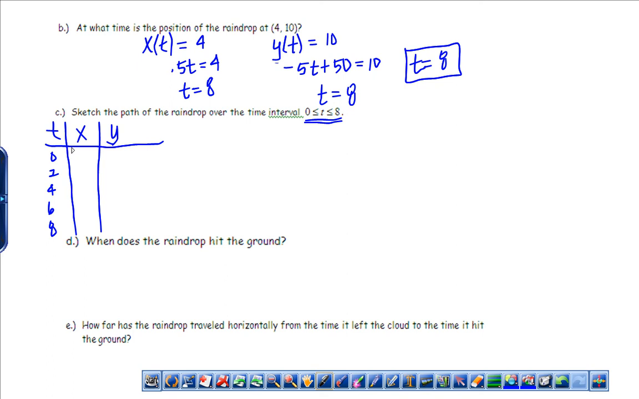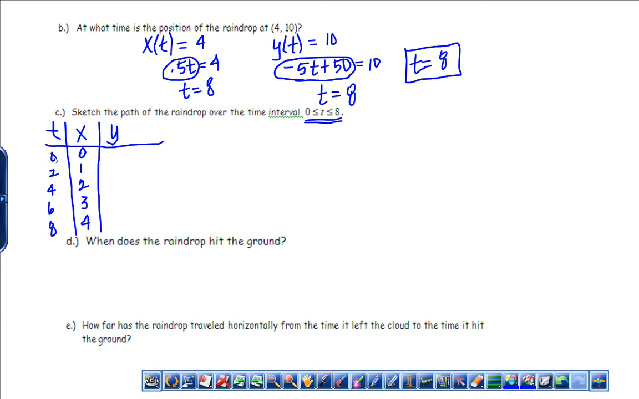Okay, so when we plug it into my equations here, 0.5t and negative 5t plus 50. When you plug in a 0, of course you get a 0 value. When you plug in a 2 to 0.5t, that's 1. A 4 times 0.5, you get 2. 6 times 0.5, you get 3. And 8 times 0.5, you get 4.